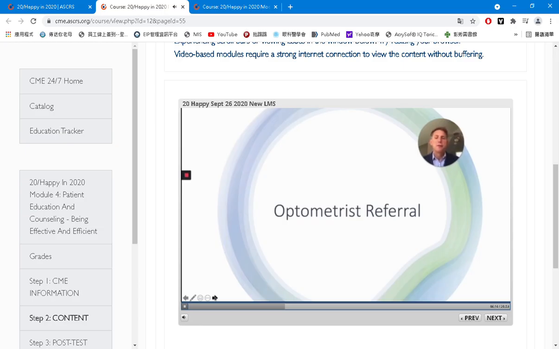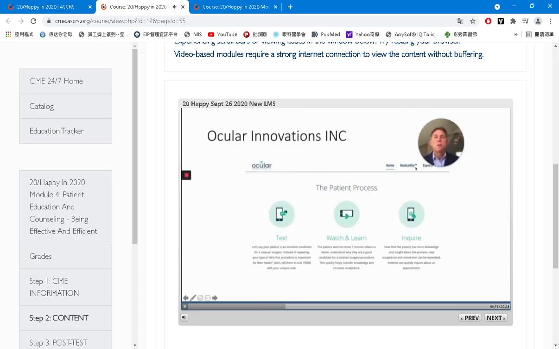Optometrist referral, there are software products that help generate that. One is called Ocular Innovations, Inc., and they created a great platform to help integrate the referral process from your optometrist to your practice and also integrate an education component to that.